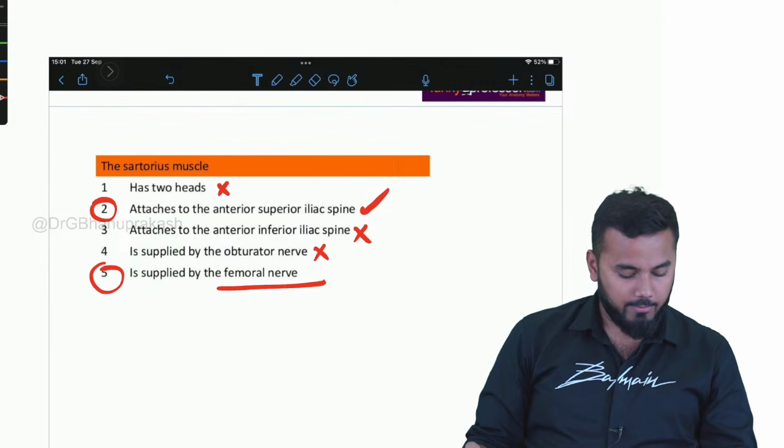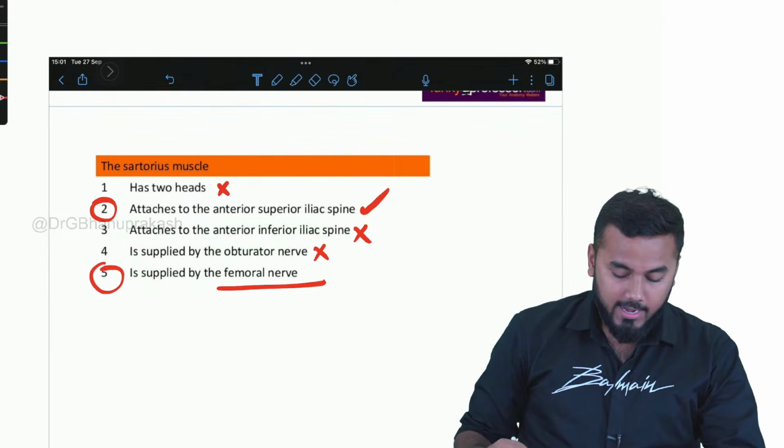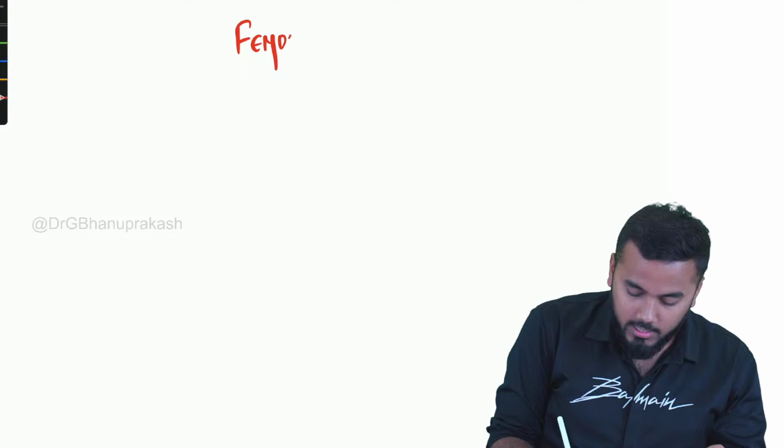Because it is not a medial compartment, right? Yes, you're right, Mahak. Now let us enter into the major topic, that is femoral triangle.